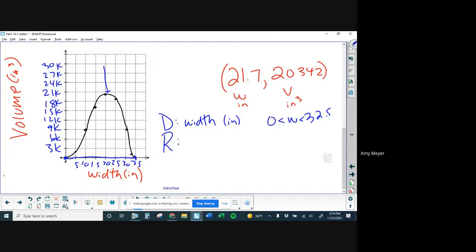Go ahead and write your volume. Words, label, and numbers. You can't have a volume of 0. That's not a box. You can include that maximum because it actually does reach that. It reached it at your width of about 21.6 or 21.5.